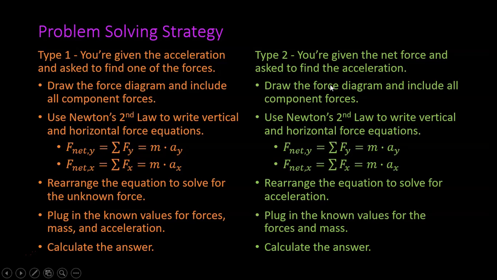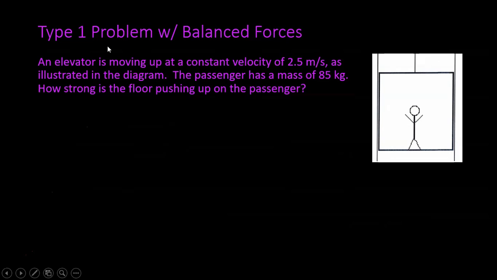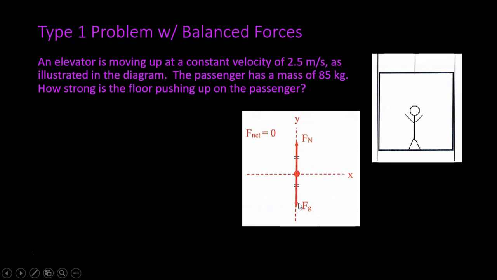Now, we use the same process for the other type of problems. It's just that this time we're going to be rearranging the equation to solve for acceleration because we know all the forces. Let's take a look at some specific examples. Here's a type 1 problem with balanced forces. We have a passenger riding in an elevator and it's moving up at a constant velocity of 2.5 meters per second. The passenger has a mass of 85 kilograms, and the question asks us how strong is the force pushing up on the passenger. Well, we go ahead and draw our force diagram showing the gravity force and the normal force, which is the floor pushing up on the passenger.